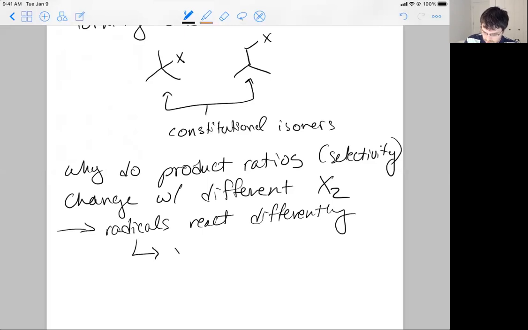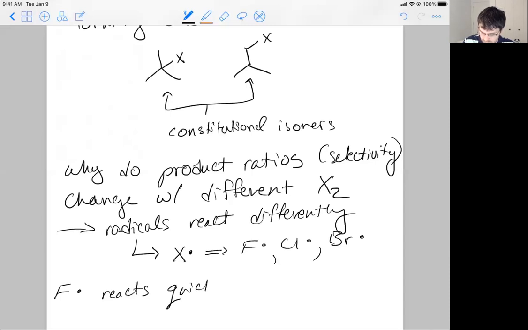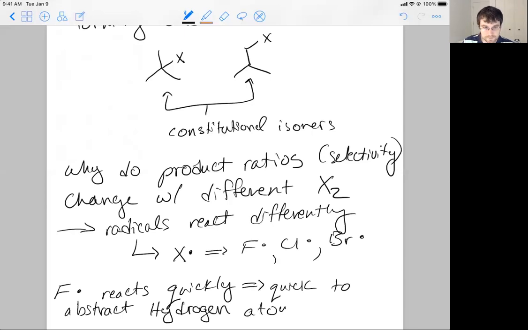So the radicals that I'm referring to are X dot, which could be F dot, Cl dot, and Br dot. Each of these radicals just reacts differently, and that's why we see the different selectivity. Namely, what we could say is that F dot reacts quickly. And by reacts quickly, I mean it is quick to abstract hydrogen atoms.